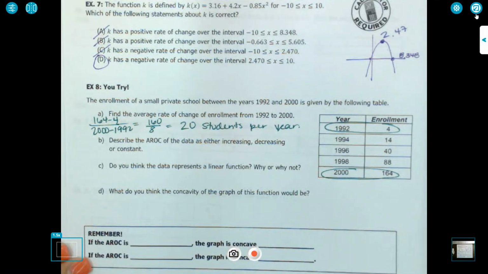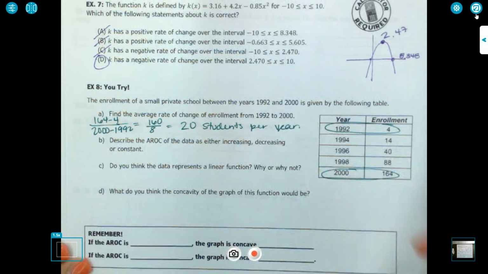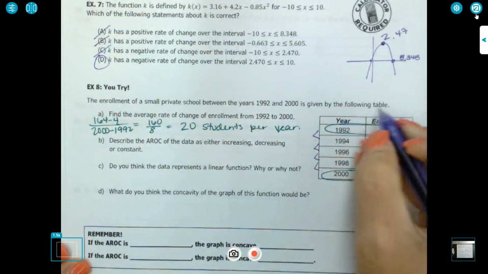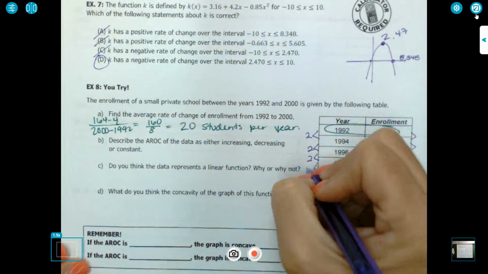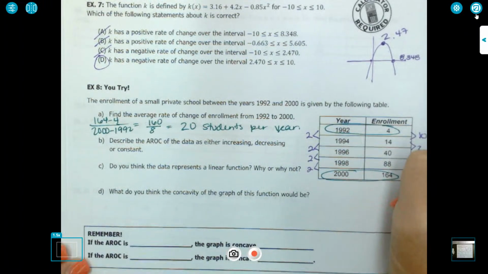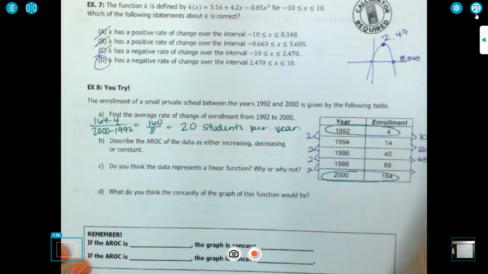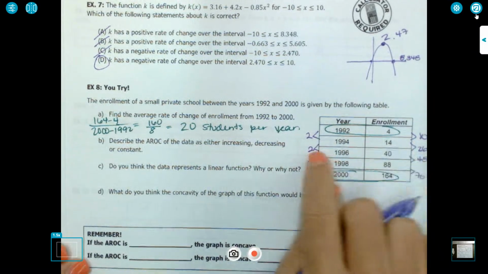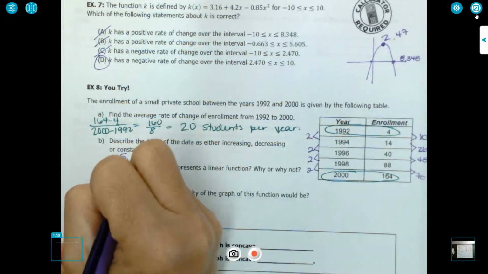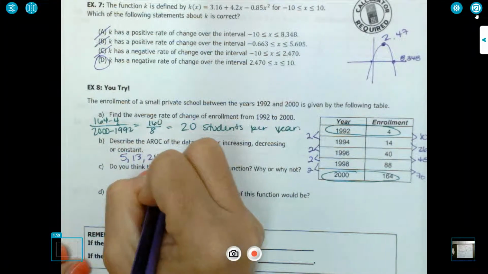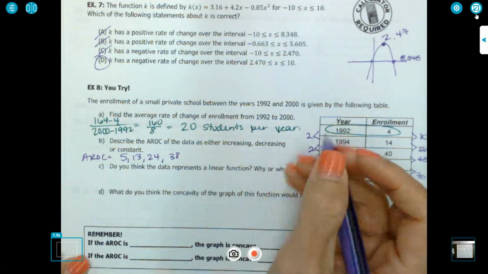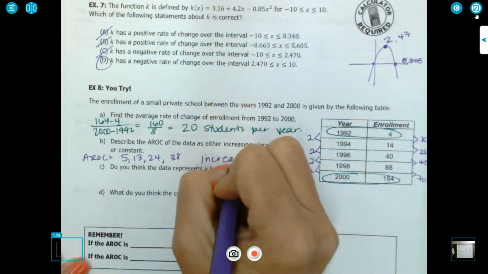All right, describe it as increasing or decreasing for all of the data. So if you look here, we're going to have to calculate more than just that one. We're going to calculate each one. The difference on this side is all 2s. The difference over here is 10, 26, 48, and 76. So 10 divided by 2, 26 divided by 2, so that would be 5, 13, 24, and 38. So our AROCs are all positive, therefore we can say that it is increasing.